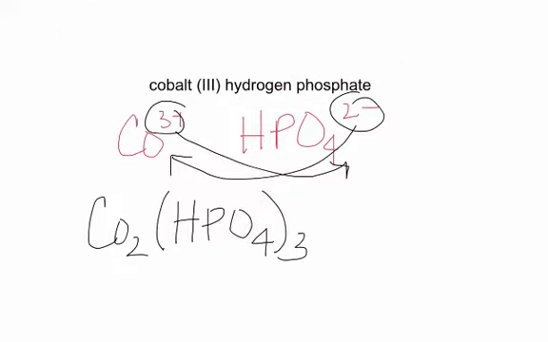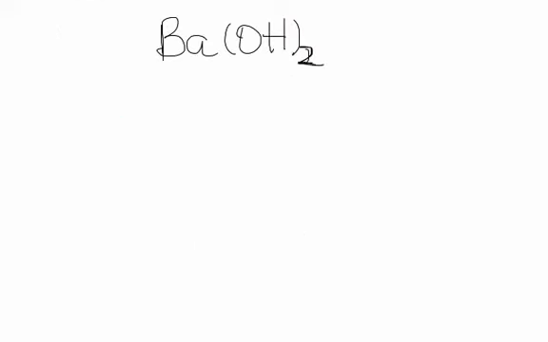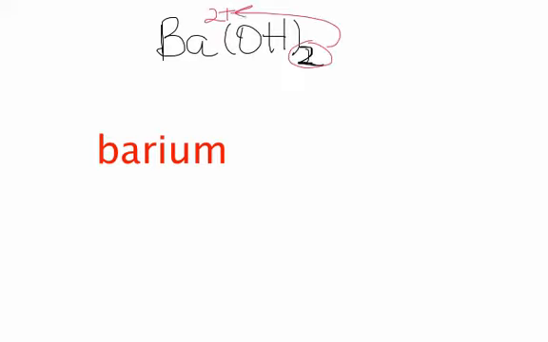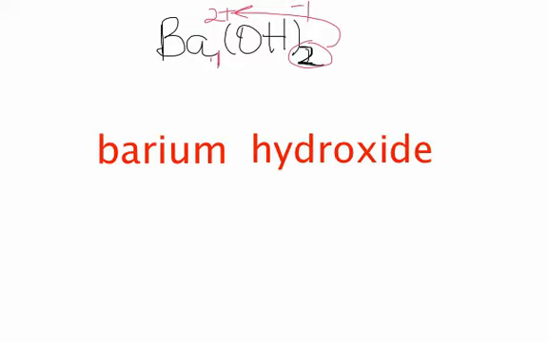Can you name Ba(OH)2? Well, Ba stands for barium, and we know that barium has a 2 plus charge, so that means that this 2 comes from there, and that means we have assumed there's a 1, so this is a negative 1 charge. If you look on the polyatomic ion page, OH stands for hydroxide, so it's barium hydroxide.